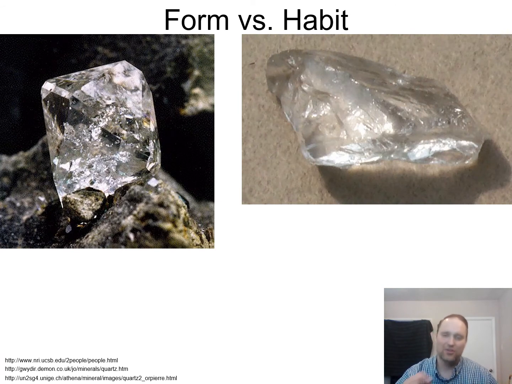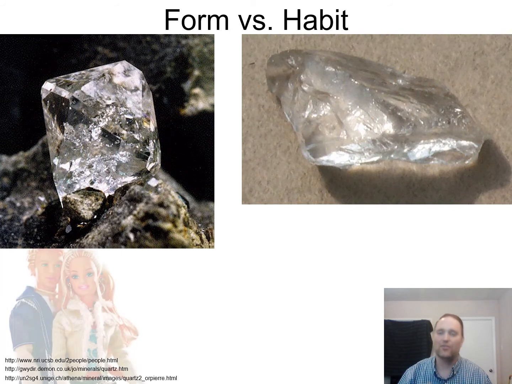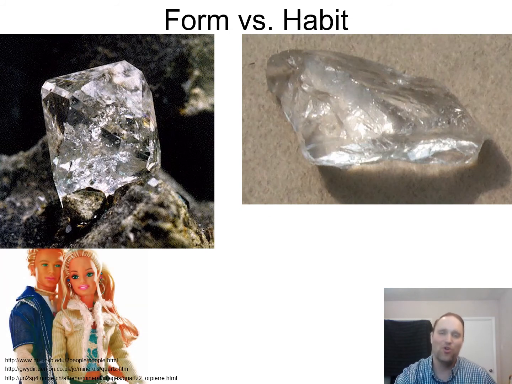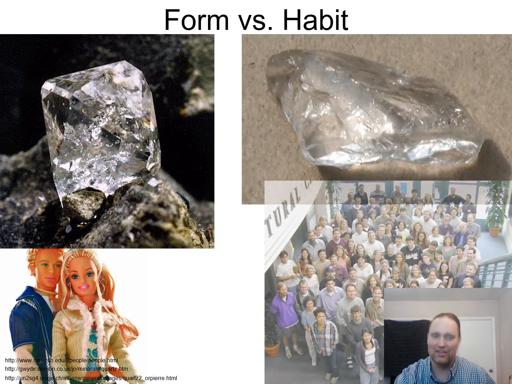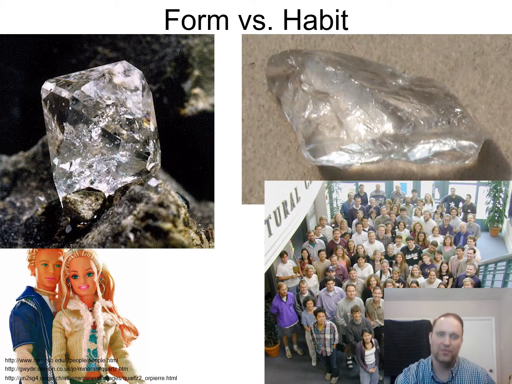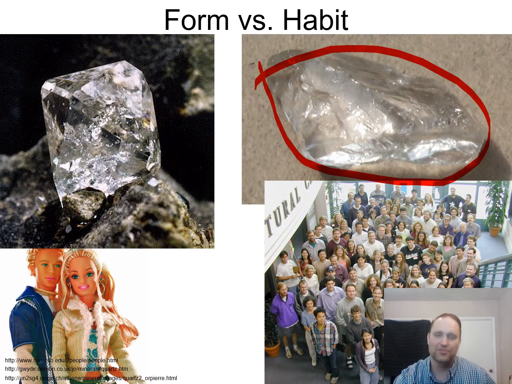Now, we need to talk about the difference between what we call crystal form and crystal habit. Crystal form is the idealized shape of that particular mineral. And so here we see the distinction between the crystal form on the left here. Again, that's the idealized shape of that particular mineral. And then the habit is just what usually happens.